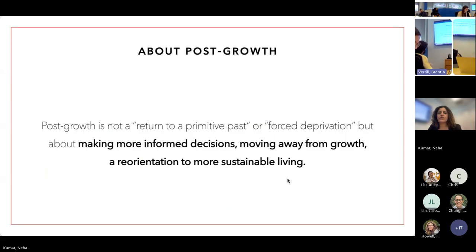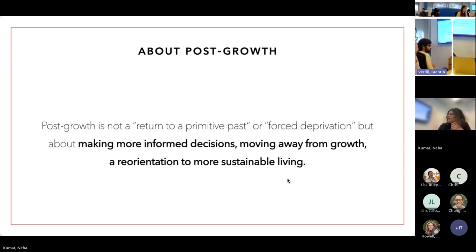Post-growth does not propose a return to a primitive past or forced deprivation. It is about making more informed decisions. It's about a planned and intentional move away from economic growth. It's a progressive reorientation to more sustainable, empowering, and pleasurable living. These values are not part of neoliberal market philosophy, nor have they been realized under neoliberalism. Post-growth involves decommodifying essential goods and services, curbing wealth and overconsumption so as to increase equality between and within societies. And it's seeking to expand public services and democratizing and localizing development with collective forms of meaningful social relationships, shared values and goals in place of material consumption, in place of market transactions and exchange values.